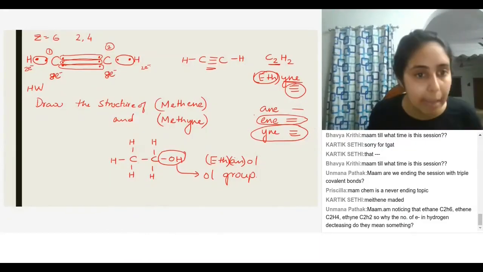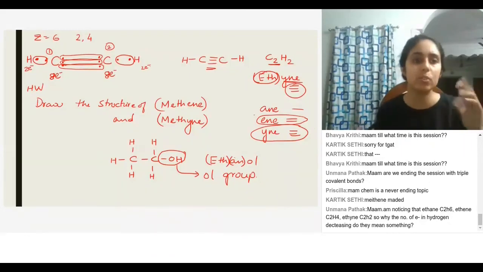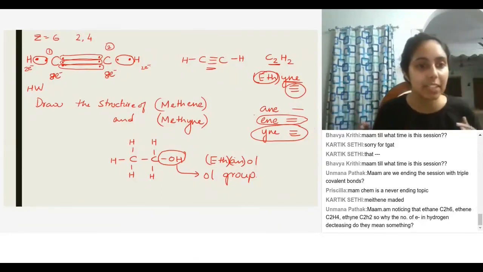So this is ethanol. Ma'am, are we ending the session with triple covalent bonds? Yes, Unmana, we are ending the session. The session has ended. So if you guys are done, you are welcome to leave.